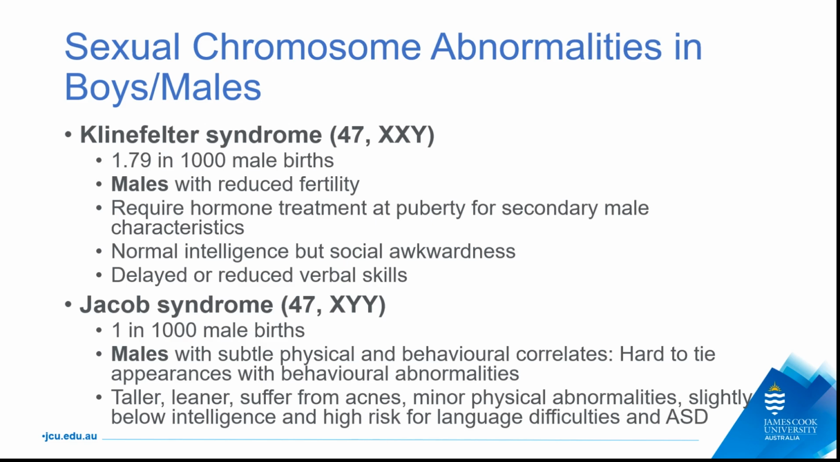Not very good. And then Jacob's syndrome is an additional Y chromosome, and a little bit rarer compared to Klinefelter. It's 2 out of 2,000, 1 in 1,000. Very subtle, hard to notice physical and behavioral relationships. It's very hard to tie the physical appearances with behavioral abnormalities. They are usually taller, leaner, with a lot of acne because of the extra Y chromosome, and slightly below average intelligence.